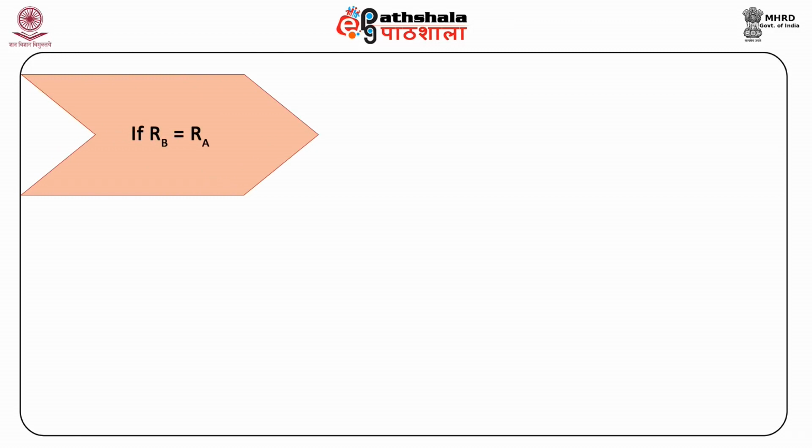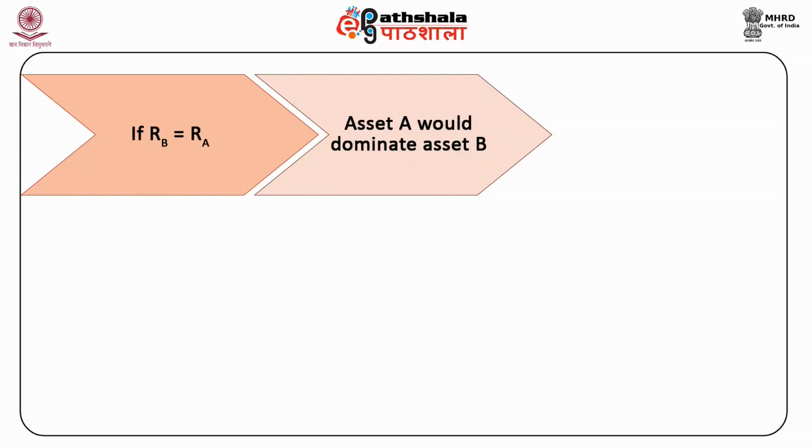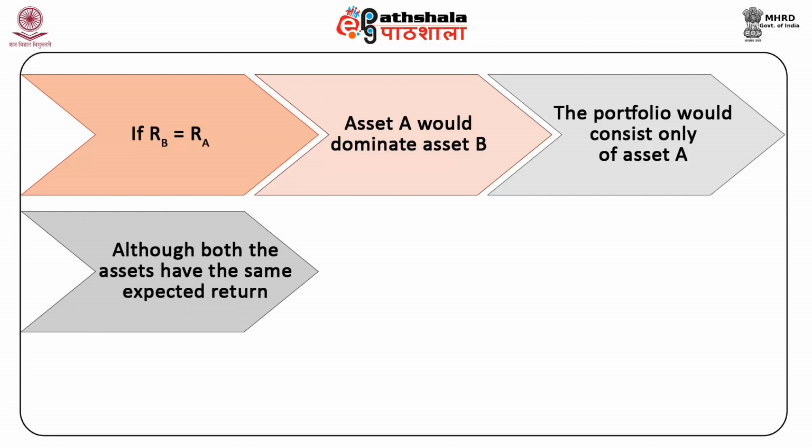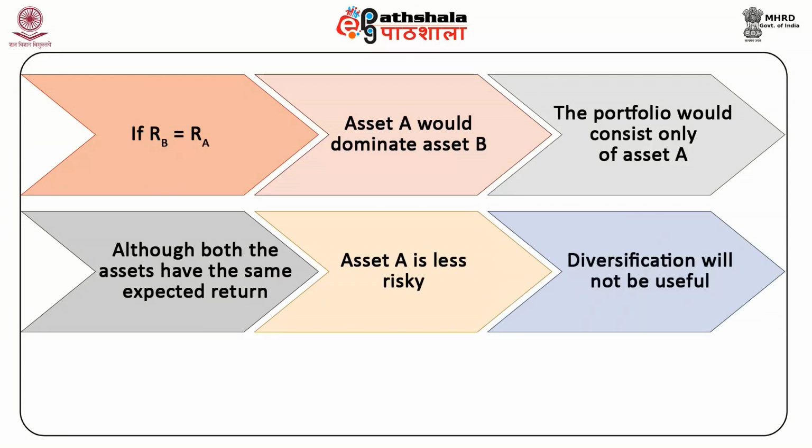If in addition RB is equal to RA, then asset A would dominate asset B and the portfolio would consist only of asset A. This is because although both the assets have the same expected return, asset A is less risky. Hence, diversification will not be useful and the portfolio will consist only of asset A.